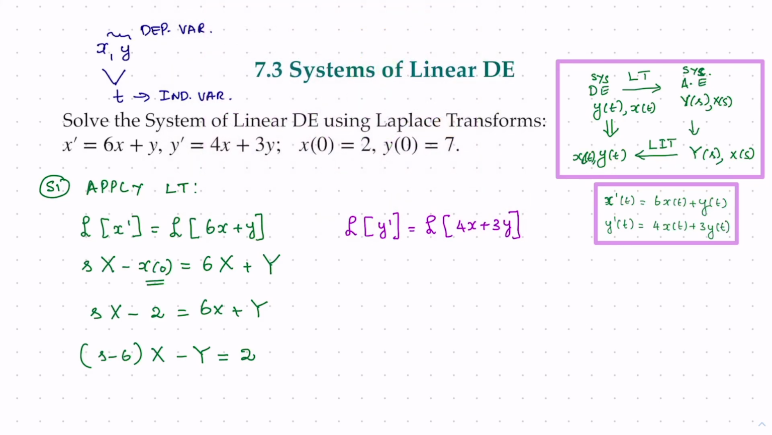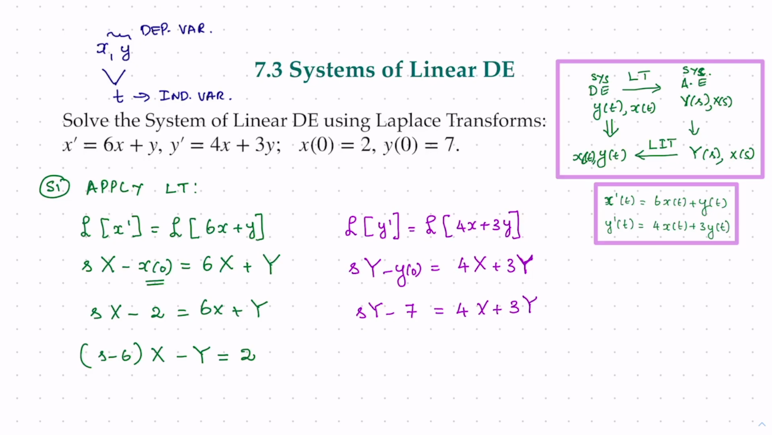If you do the same thing with respect to y, this is going to be s times the cap Y is equal to 4 times the cap X plus 3 times the cap Y. And again, if I simplify the same way, I'm missing something in here, that is minus y of 0, not s of 0, and y of 0 is equal to 7. And if I apply that, then I am going to have sY minus 7 is equal to 4 times X times 3 plus 3 times Y.